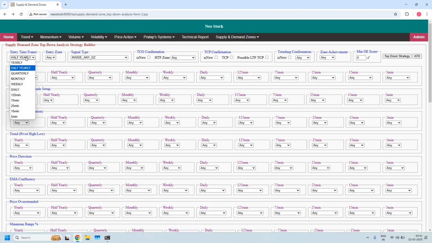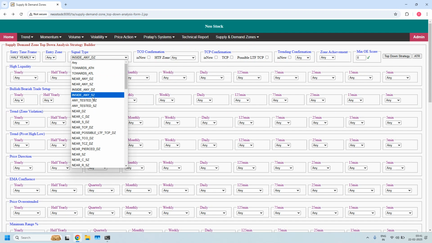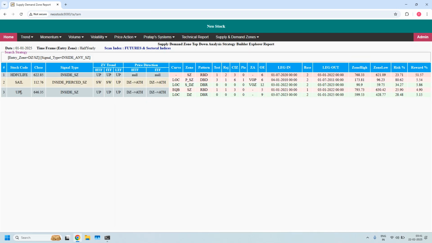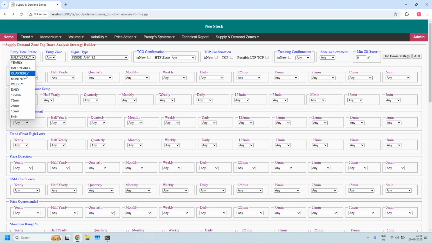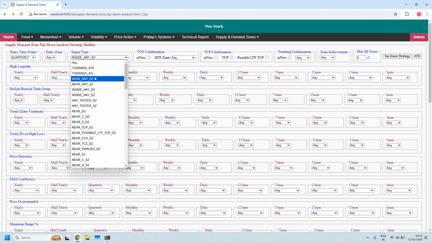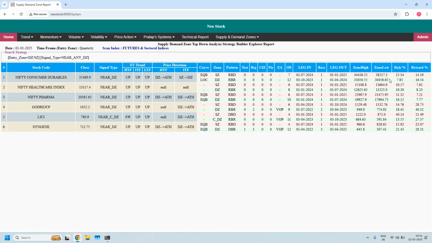Next, half yearly time frame. Price closed inside the half yearly supply zone. We got 3 stocks. Next time frame is quarterly. Stocks near quarterly demand zone. We got 6 stocks.